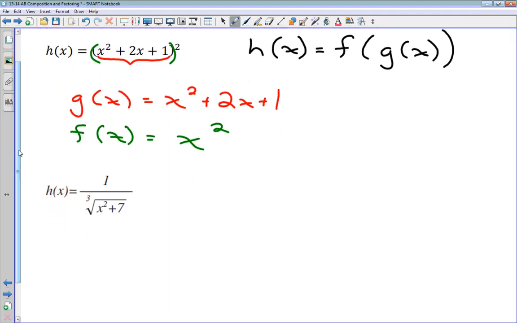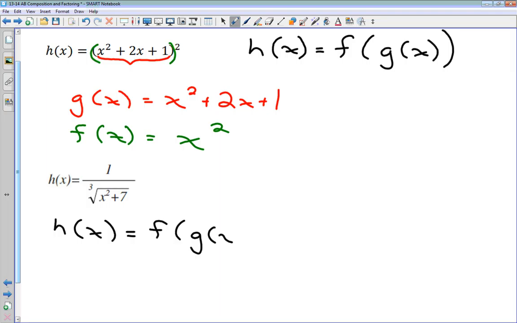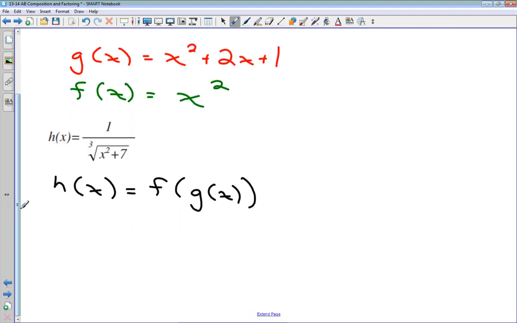So let's try this again, something a little bit more complicated. I've got another function, h at x, 1 over the cube root of x squared plus 7. I want to think of h at x as being made up of two functions that have been combined using composition, f at g at x. And I want to figure out what these two functions, f at x and g at x, should be.